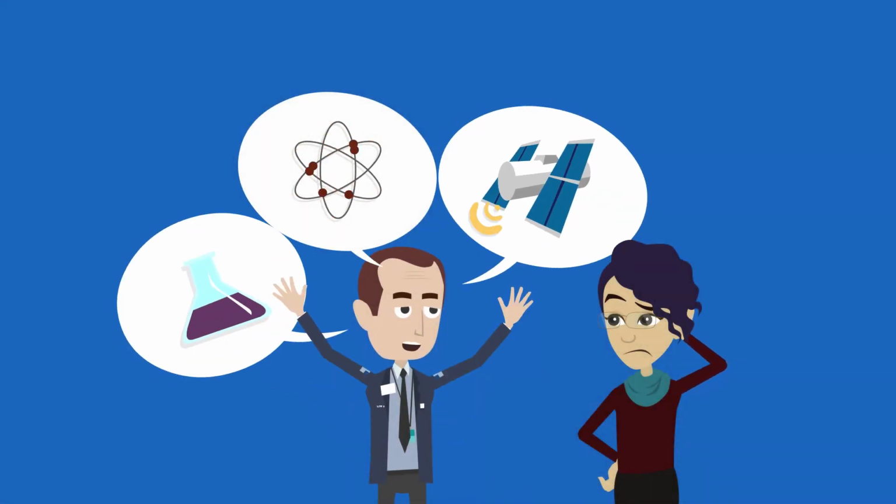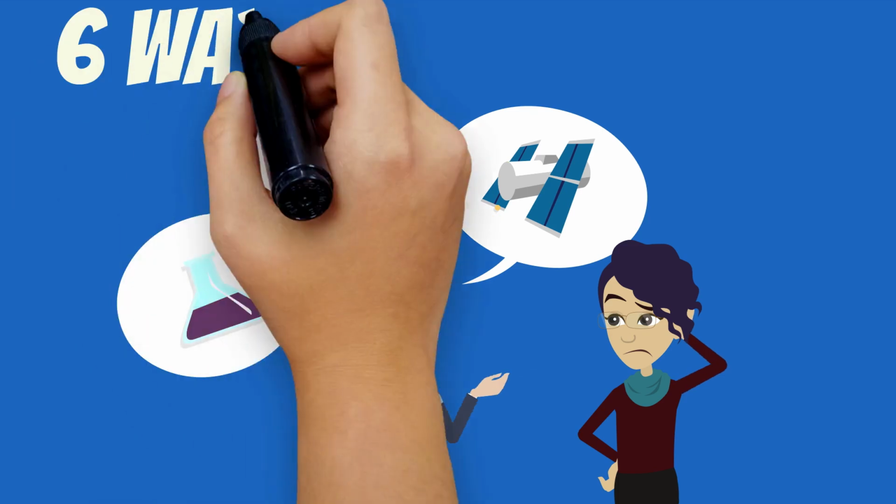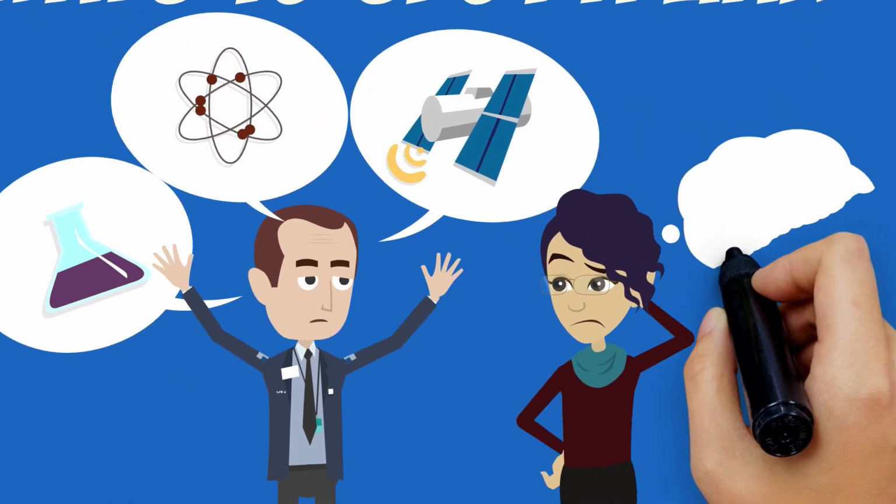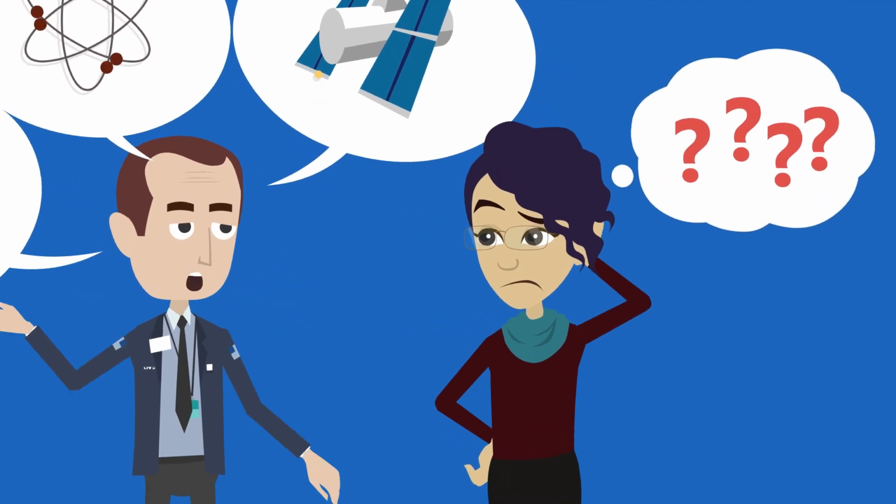So today's video is how to spot a liar, and I'm going to give you 6 ways that you can use right now if you're a little skeptical about whether somebody's telling the truth.